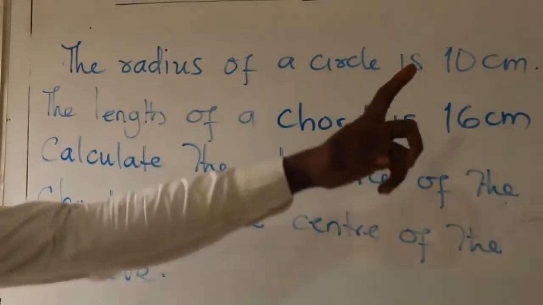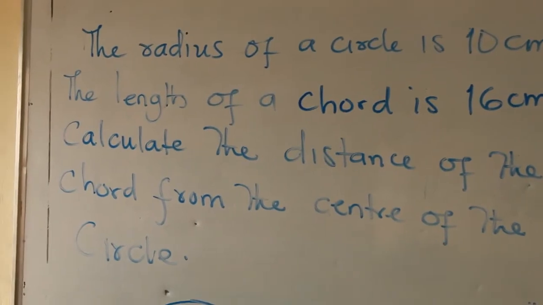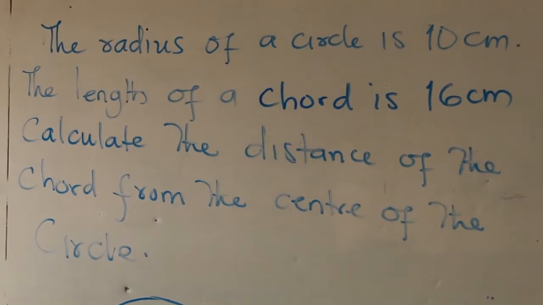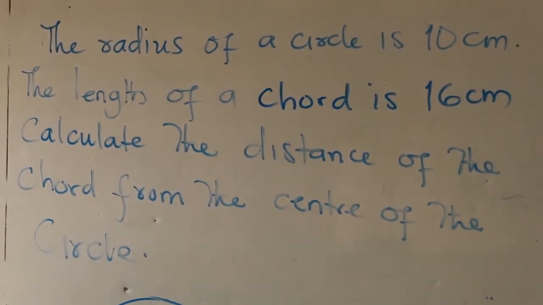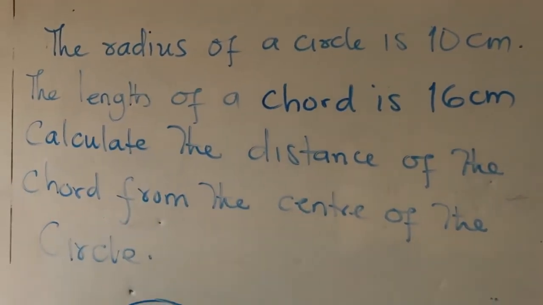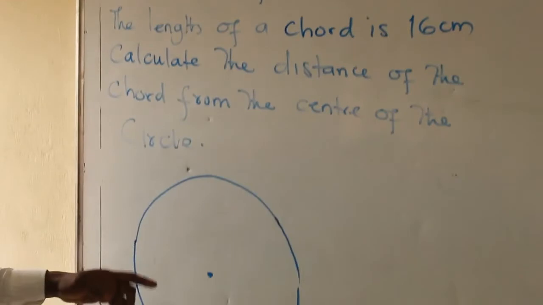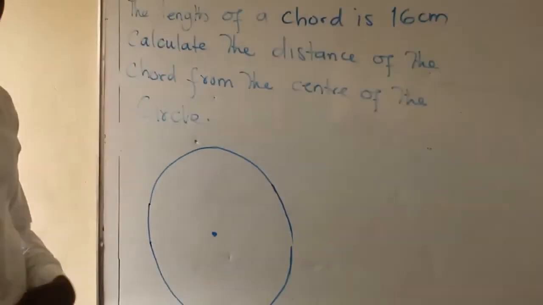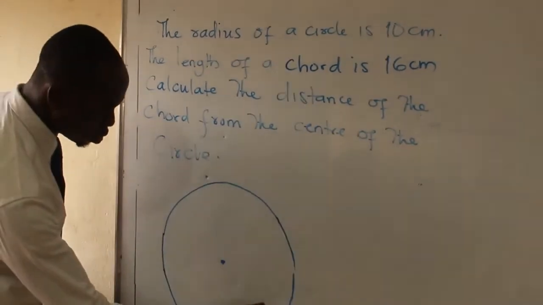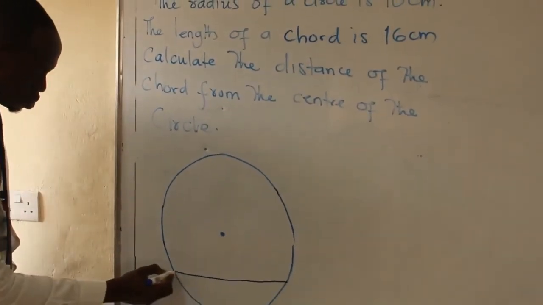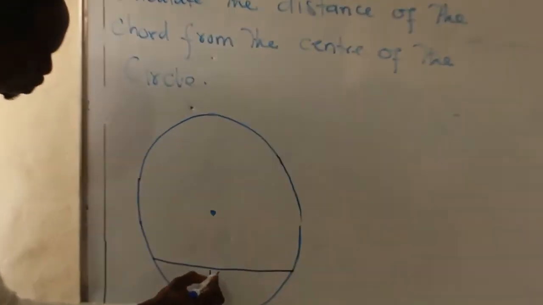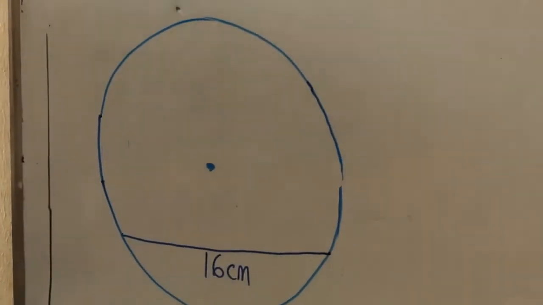The radius of a circle is 10 centimeters. The length of a chord is 16 centimeters. Calculate the distance of the chord from the center of the circle. When I see a question like this, I draw my circle so that I can input the information given to me. The first thing I have to draw is the length of the chord. So I draw my chord this long, and I label that the length of the chord is 16 centimeters.